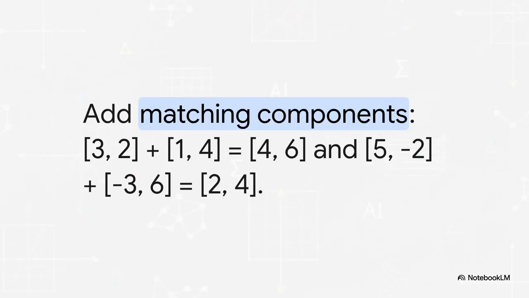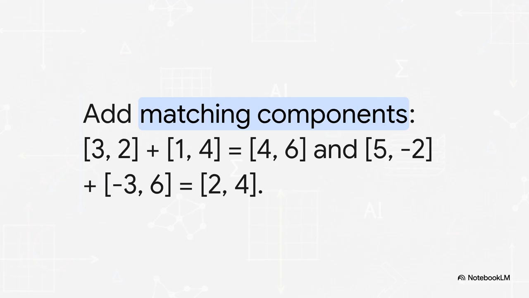Let's actually put this into practice and look at the numbers. For our first example, we've got the vector 3, 2, and we are adding the vector 1, 4. So we take 3 plus 1, which gives us our new x of 4. Then 2 plus 4 gives us our new y of 6. Our resulting vector is exactly 4, 6.